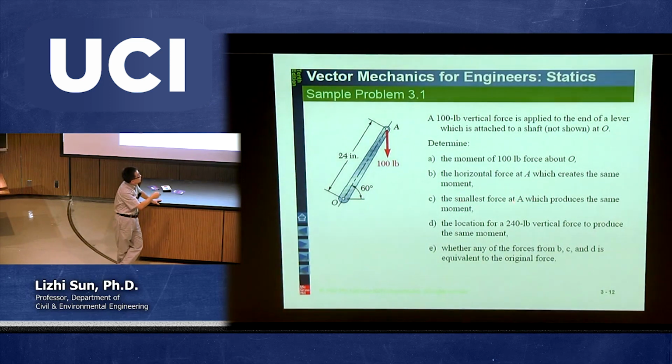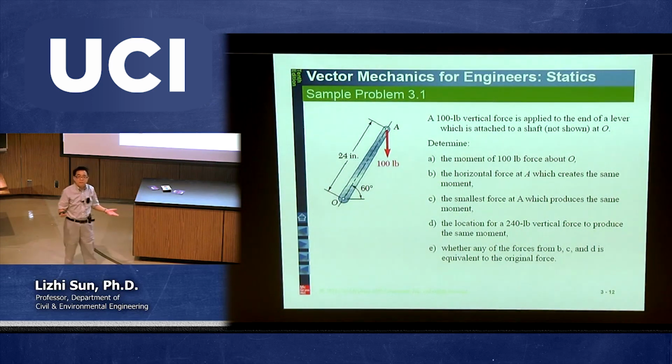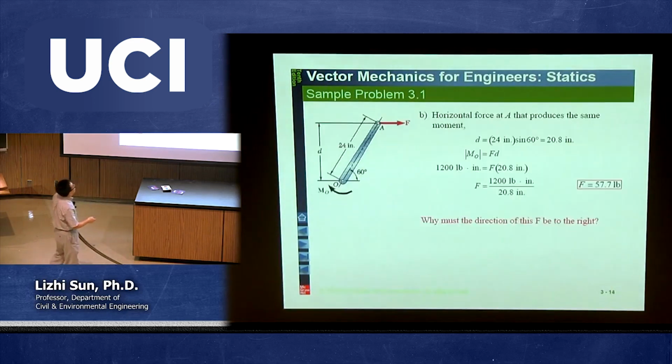However, such a force will create the same moment as question A or question B. In other words, with the smallest force acting on point A in a certain direction, it's going to create a clockwise 1,200 pound-inch moment. And it's our job to identify that smallest force, including the magnitude, including the direction. Okay? Let's talk about question C.